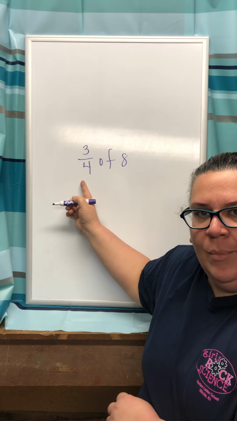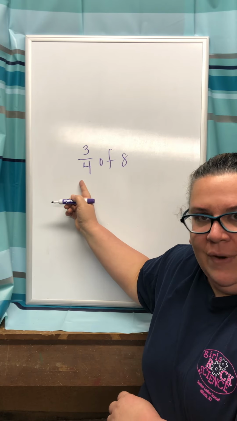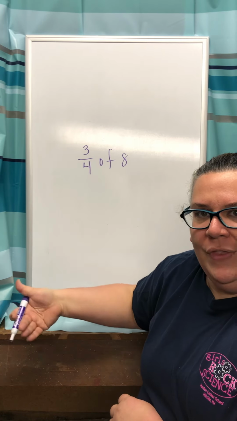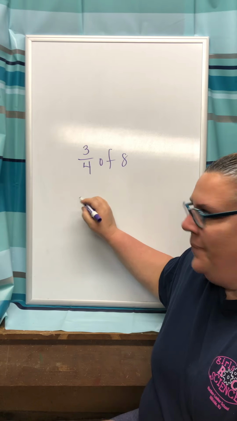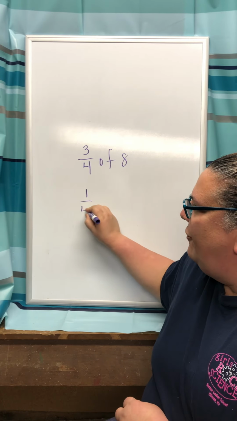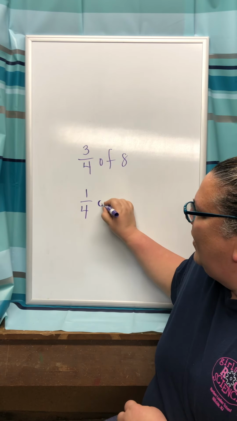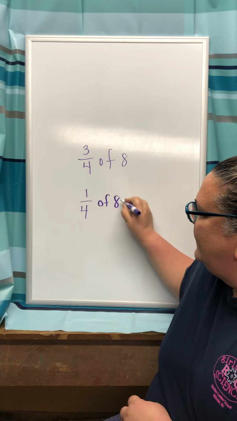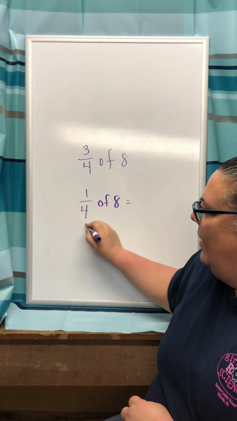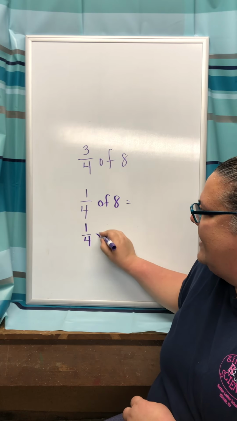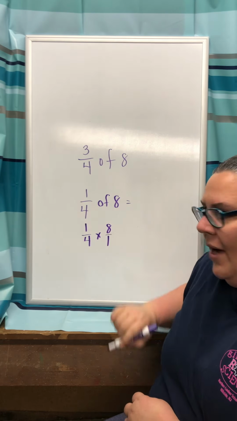Well, what's the remaining portion out of 3/4? So how many fourths make a whole? 4, which means there's 1/4 left. So our new equation is going to be 1/4 of 8. Again, 1/4 times 8 over 1.